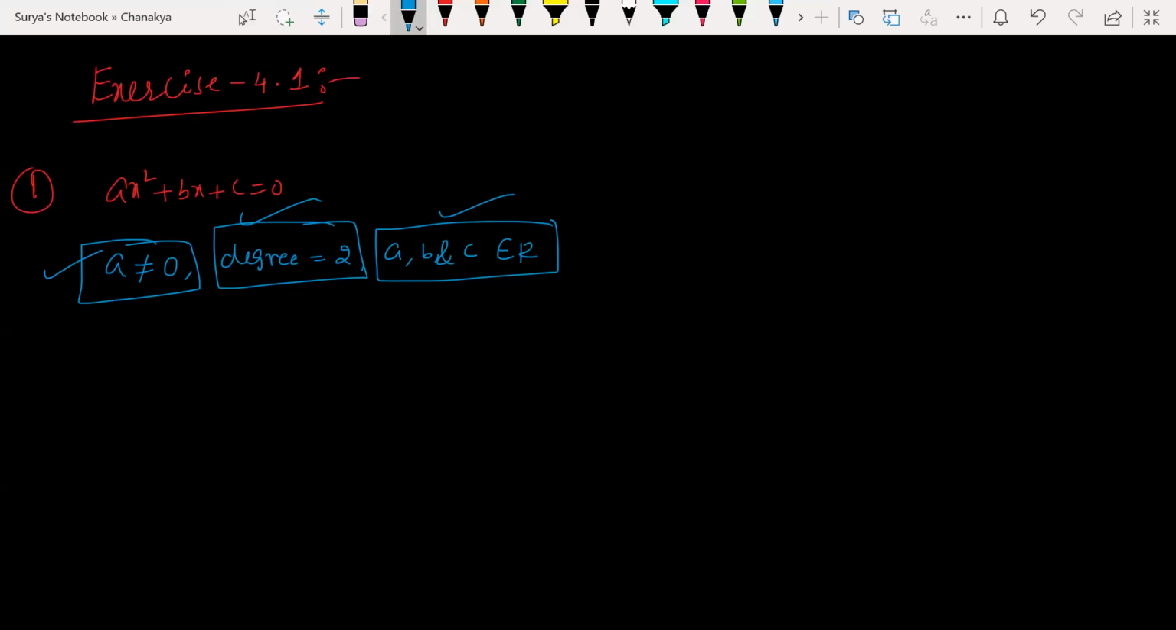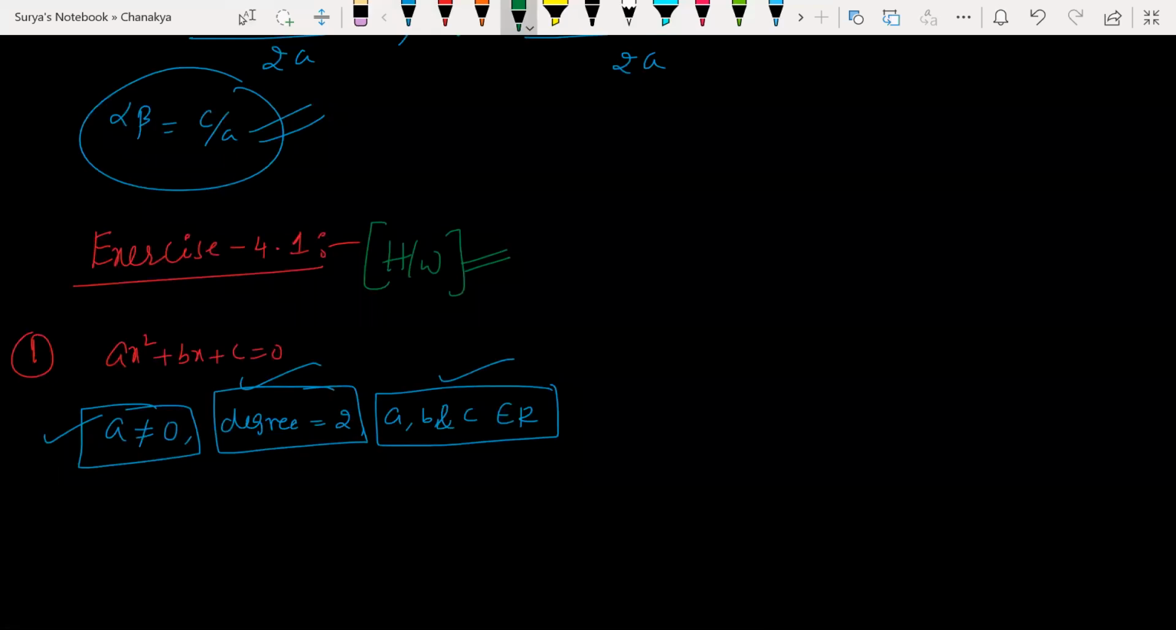So the first problem is like that. And the second problem is very simple. Represent the following equations in the form of quadratic equations. So guys, your homework is to solve the entire first exercise. So homework is what? Everything we have discussed. This is your homework. Getting my point? The entire first exercise is your homework.